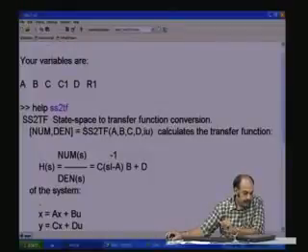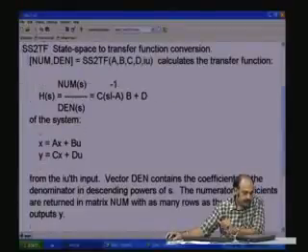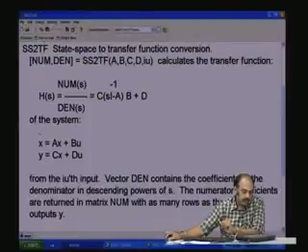So, what does it say? State space to TF, state space to transfer function conversion. A numerator polynomial, denominator polynomial, this is the output, is equal to the ss2tf function, for which the parameters that you are inputting are A, B, C, D and initial conditions. And for the transfer function which we are trying to calculate, we are going to give initial condition 0.